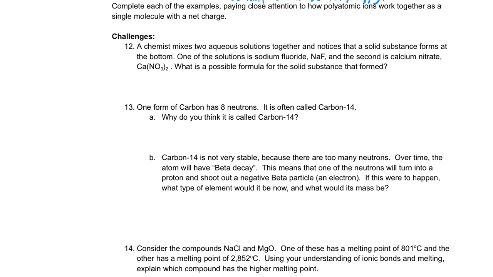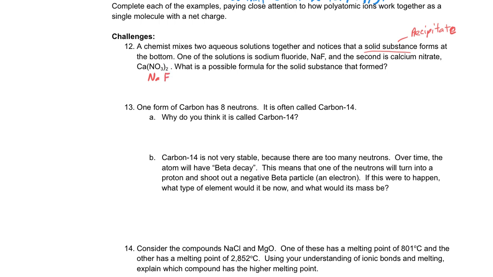These are some challenges. So you don't have to do these, but let's see what we can figure out. A chemist mixes 2 aqueous solutions together and notices that a solid substance, do you remember what that's called? The solid substance? That was a precipitate. I can say it. Precipitate. I can't spell it. Precipitate, okay. One of the solutions is sodium fluoride, NaF, and the second is calcium nitrate. So what is a possible formula for the solid substance formed? So I'm going to write that out. I'm going to have NaF, okay.